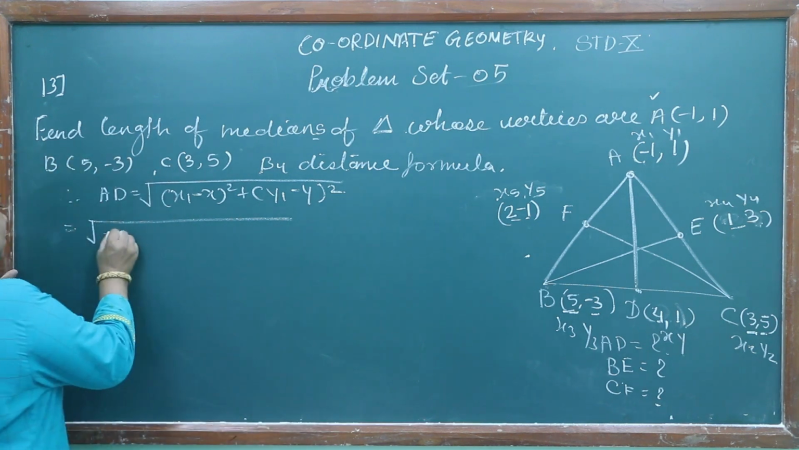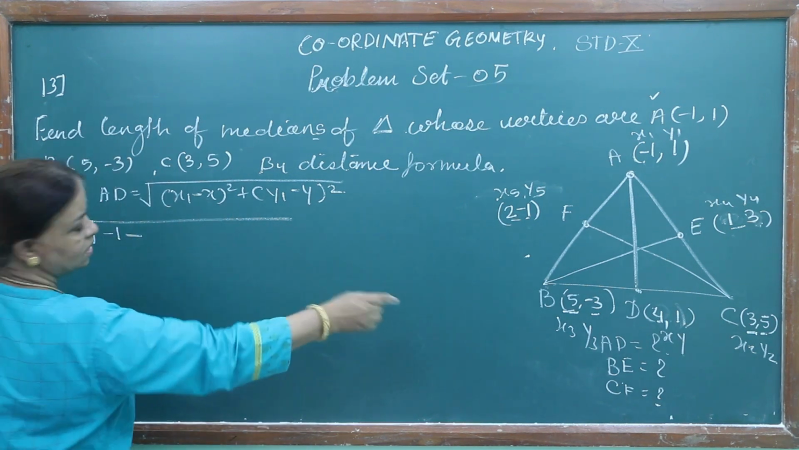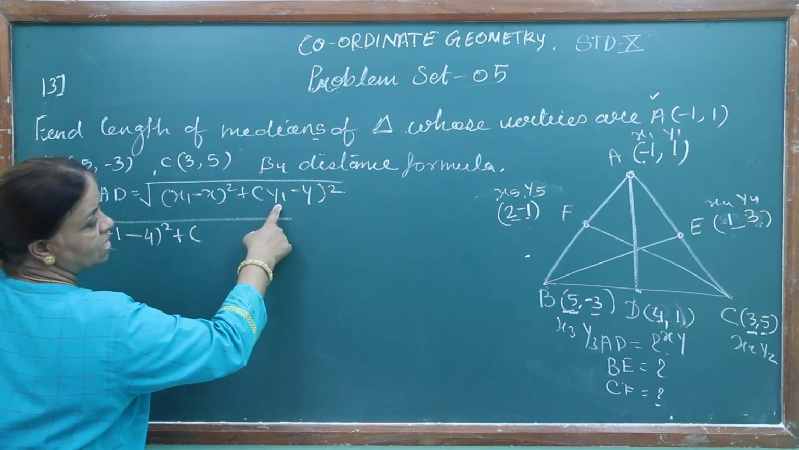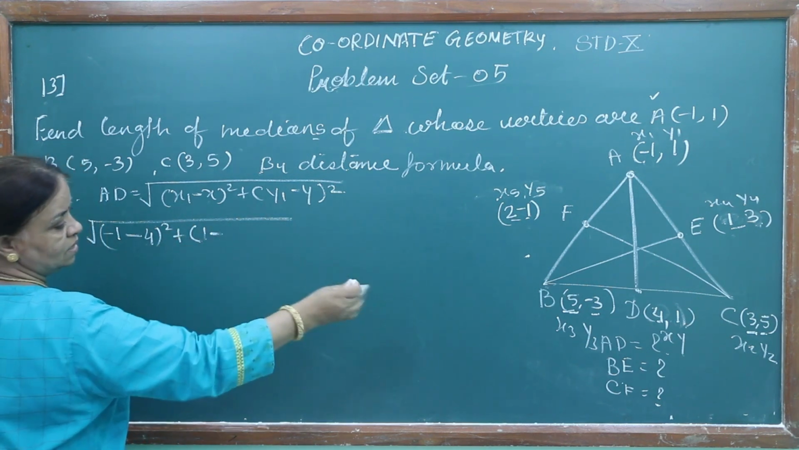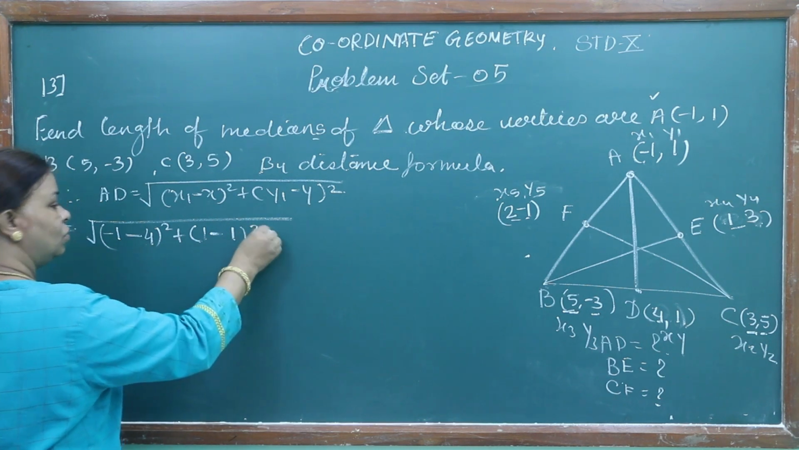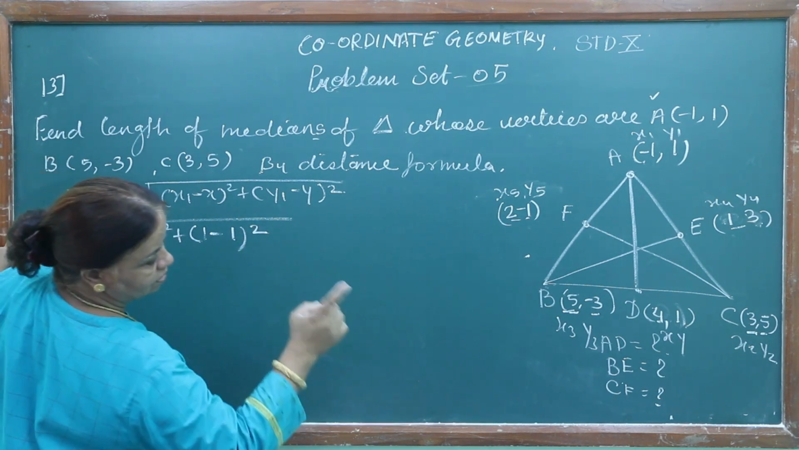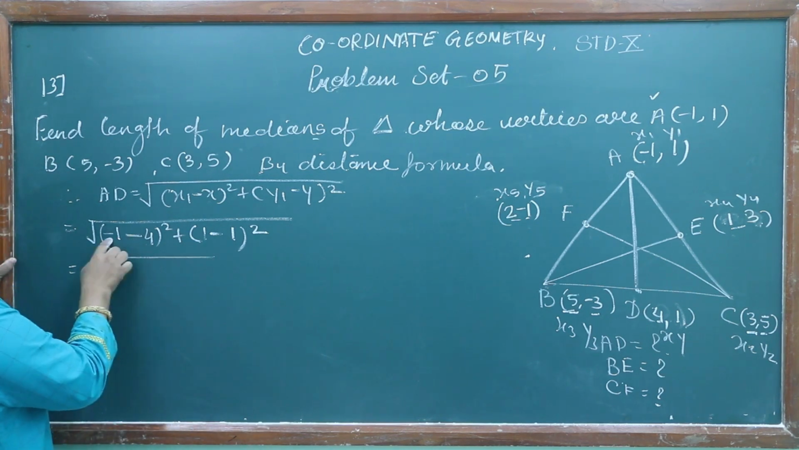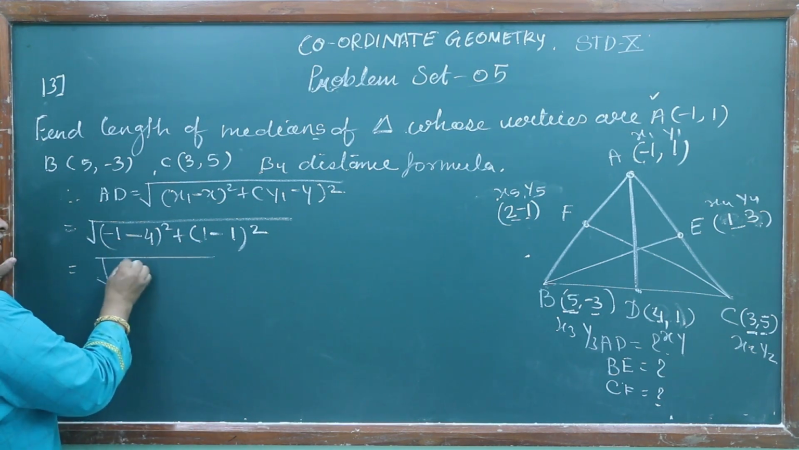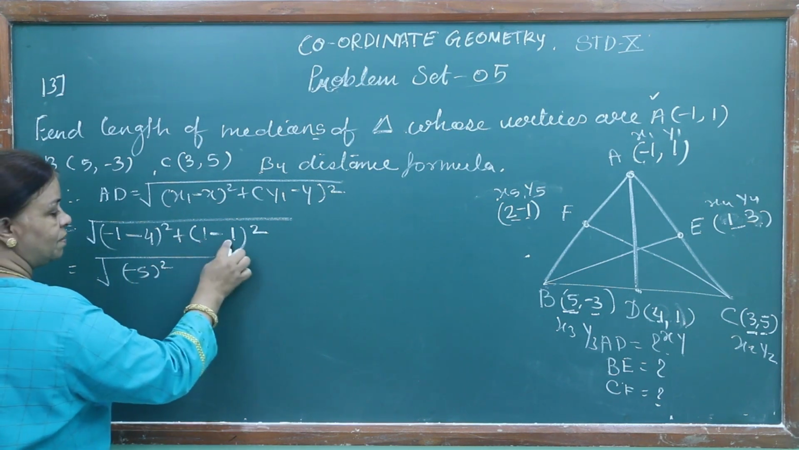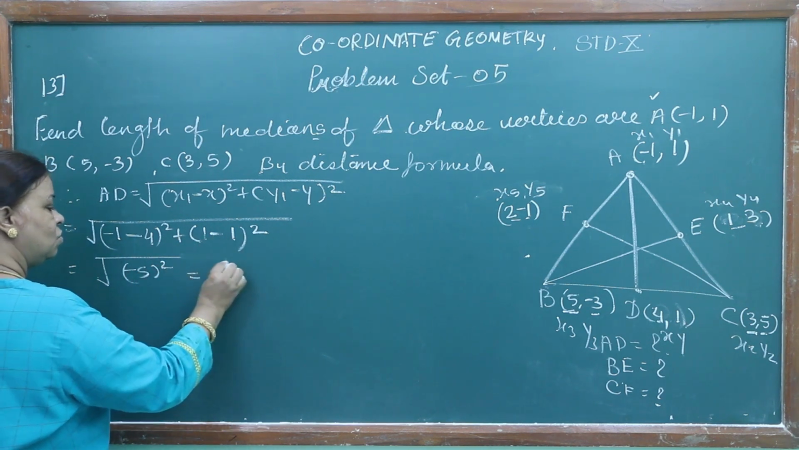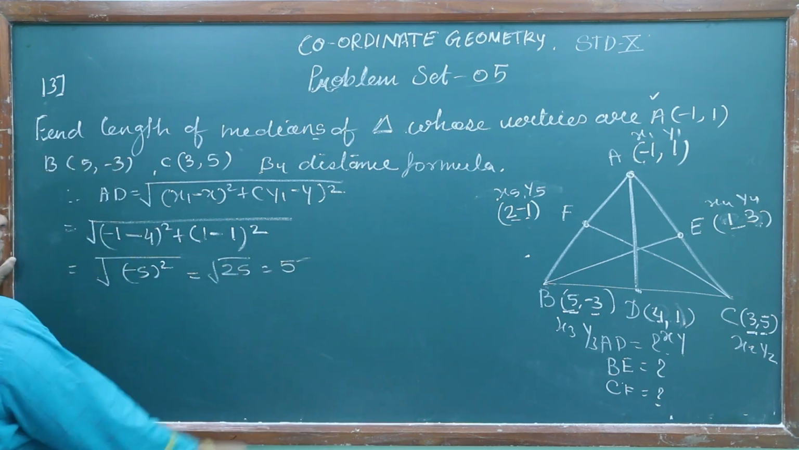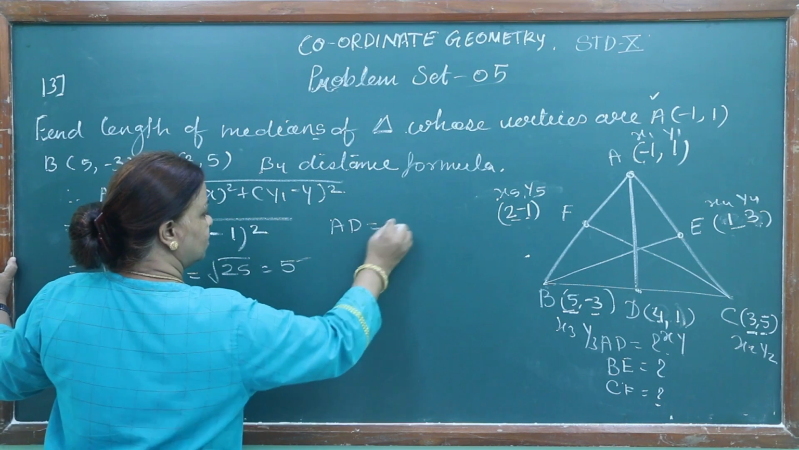x1 is minus 1, minus x is 4, the whole square, plus y1 is 1 minus 1, the whole square, y1. Okay. Now what are we getting? Minus minus, both will be added, minus 5 the whole square. This will be 0, 1 minus 1, 0, nothing. So it is 25, which is equal to 5. So AD we got as 5.